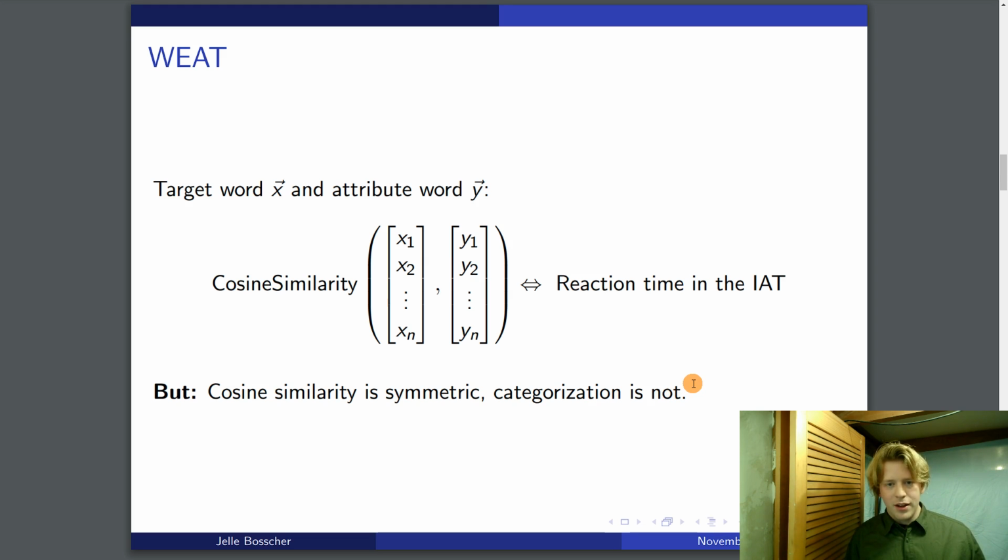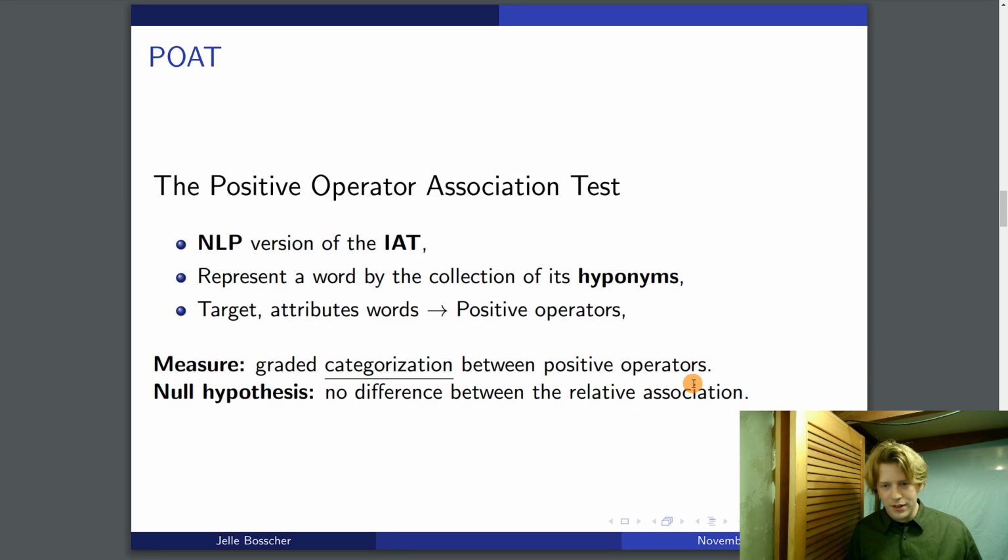So what my research does is that I developed the positive operator association test, which is also an NLP version of the IAT, but now instead of representing words as just the word embedding or the word vector, we represent words as positive operators by a collection of their hyponyms. We will go into what hyponyms and positive operators are a little bit later, but we represent the target and the attribute words not as vectors but as positive operators, which are matrices in a certain space.